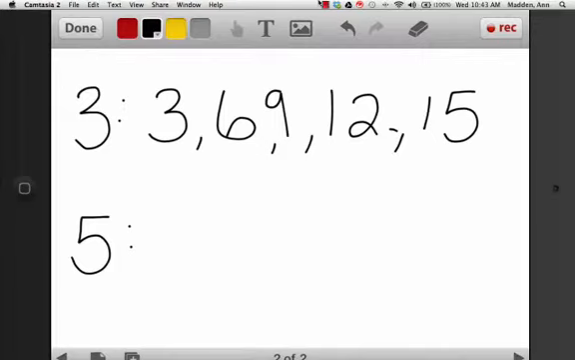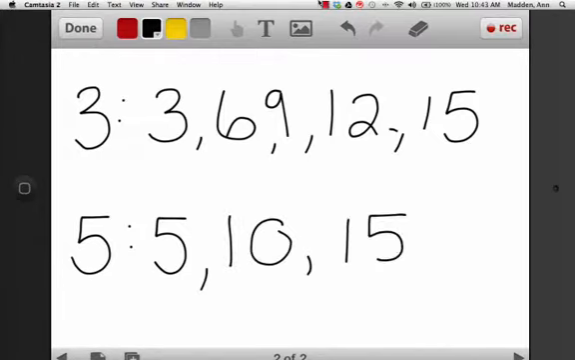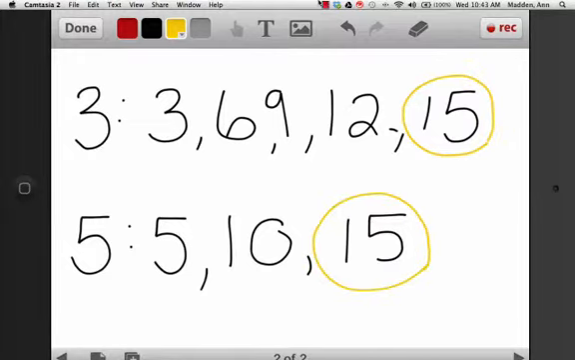Multiples of 5. 1 times 5 is 5. 2 times 5 is 10. 3 times 5 is 15. And whoa, I'm going to stop there. I found a number that they have in common. The least number that they have in common would be 15. So my LCM, or least common multiple, of 3 and 5 is 15.